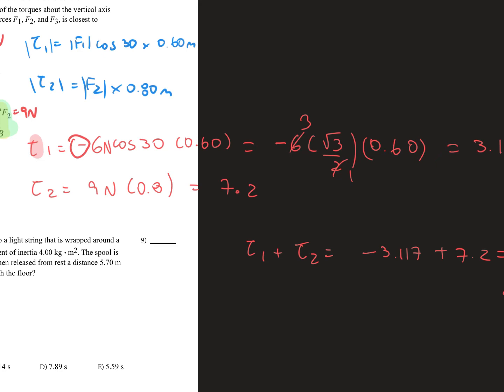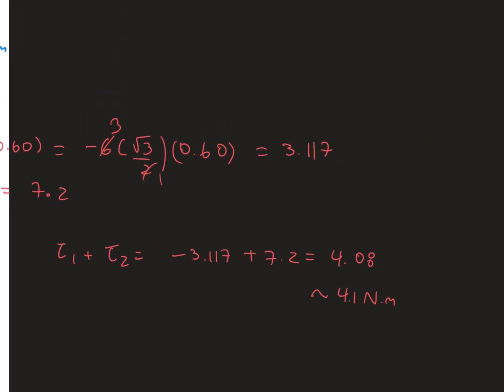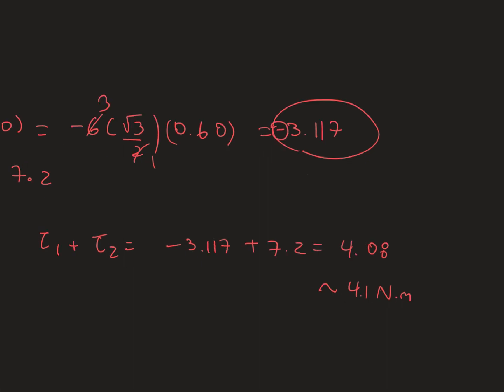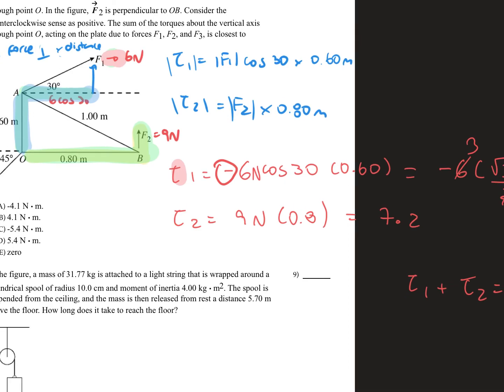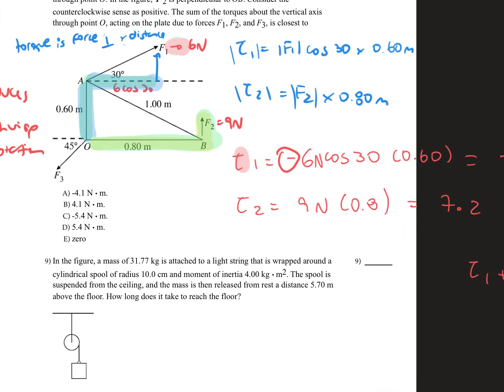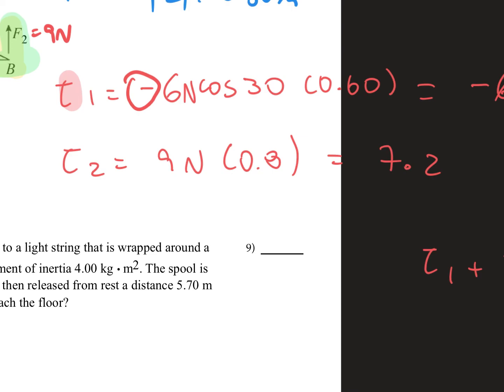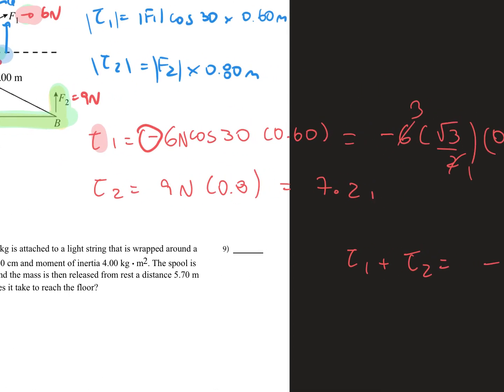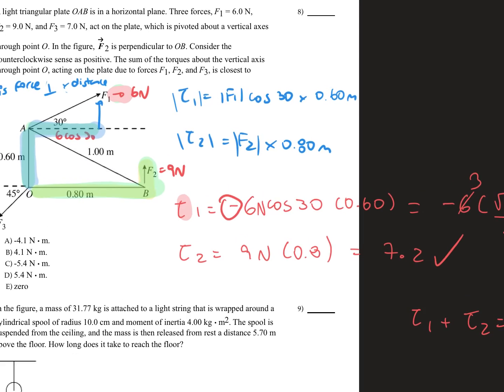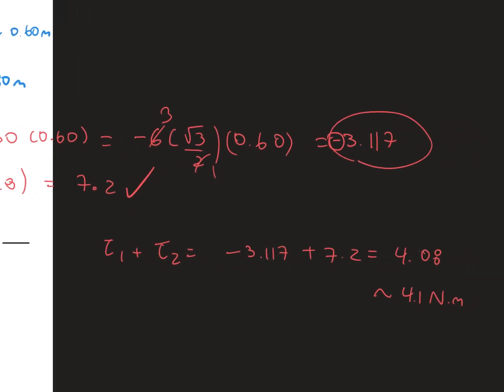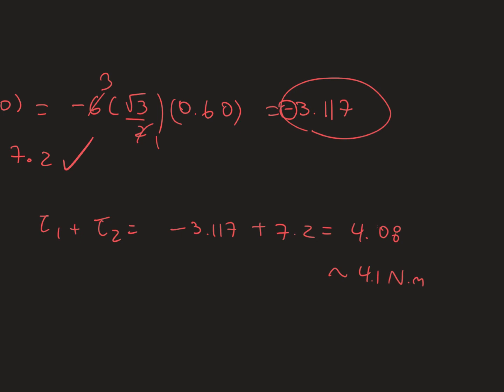Now, as we plug in the values, we get negative 6 newtons times cosine of 30 times 0.60. That should give us 3.117 with the negative sign in front. Now for the torque number 2, we just multiply the force times the distance, 9 newtons times 0.8. That should give us positive 7.2. Now to find the sum of the torques, we just add them up. We add the negative 3.117 plus 7.2. That's going to be 4.08.